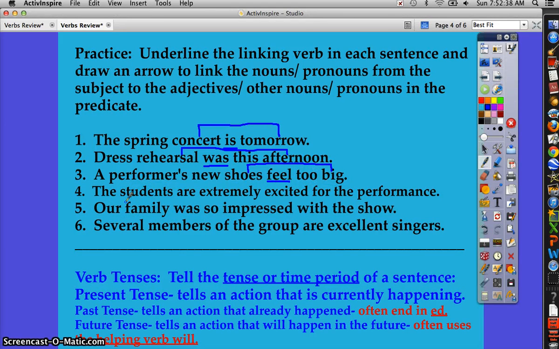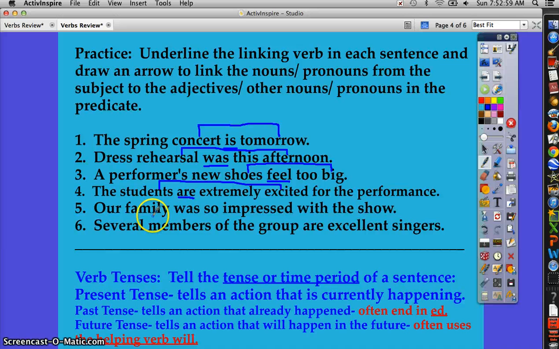The students are extremely excited for the performance. Are would be the linking verb this time. Students being linked to excited this time. Even though that has an ed ending, it's still an adjective describing the students. And extremely would have been describing excited. That's why we want to link students to excited.